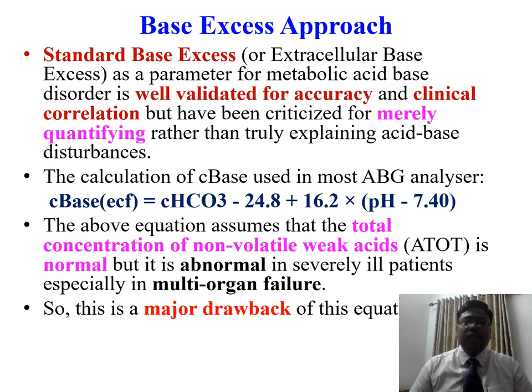Base excess approach. Standard base excess or the extracellular base excess as a parameter for metabolic acid-base disorder is well validated for accuracy and clinical correlation, but has been criticized for merely quantifying rather than truly explaining acid-base disturbances. The calculation of standard base excess used in most ABG analyzers is bicarbonate minus 24.8 plus 16.2 times pH minus 7.4. The above equation assumes that the total concentration of non-volatile weak acids, ATOT, is normal, but it is abnormal in severely ill patients, especially in multi-organ failure. So this is a major drawback of this equation.